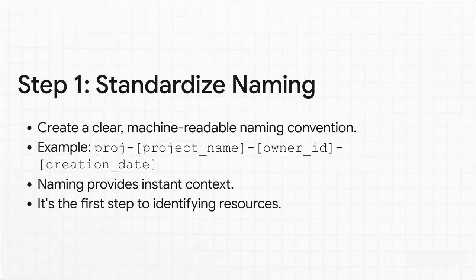Okay. Starting with naming. A resource named Test VM Final 2 tells you absolutely nothing. But a clear, machine-readable convention like you see here, it gives you instant context. Just by looking at the name, you know it's a project, you know its purpose, who owns it, and when they created it. This is your first line of defense against those mystery resources.